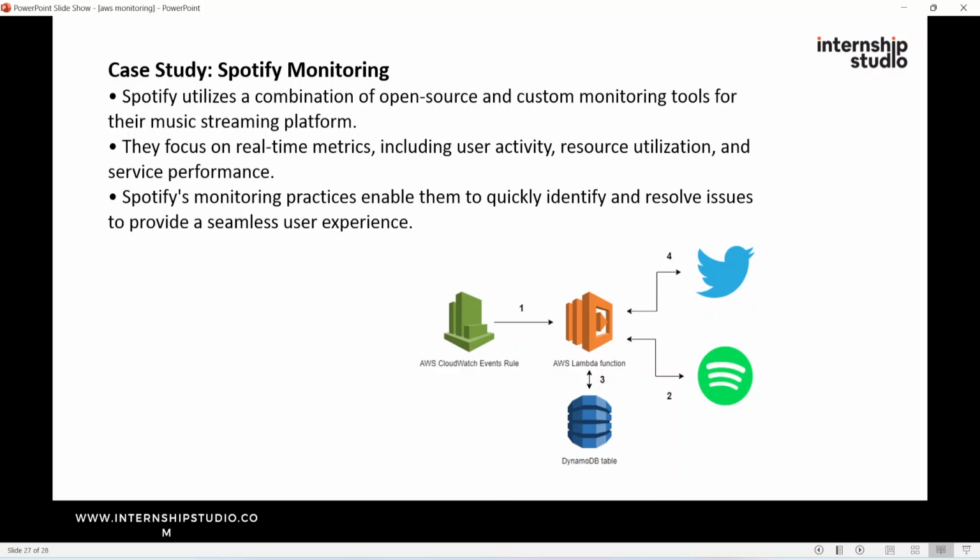Also, these guys are very robust in their architecture. They quickly identify and resolve issues to provide a seamless user experience. They use a combination of Lambda and CloudWatch event tools. Lambda is a serverless offering, and DynamoDB is a database service. With this, they have a monitoring setup that is very disaster tolerant, we can say.